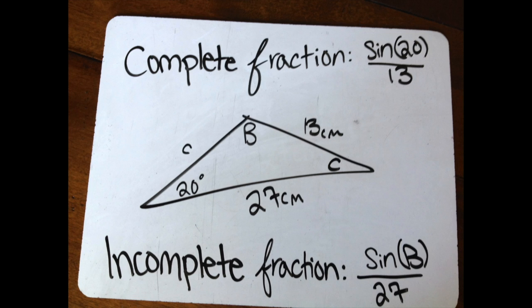In order to find those other unknown angle measurements and side lengths, we must create one complete fraction and one incomplete fraction. The complete fraction must have 100% of the information present. For example, with this case, sine of 20 over 13. The incomplete fraction must have 50% of the information. With this example, it would be sine of b over 27. We don't know what angle b is, which we're trying to solve for, but we do know the opposite side length, 27.